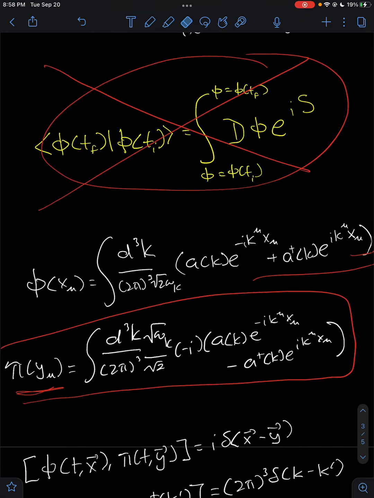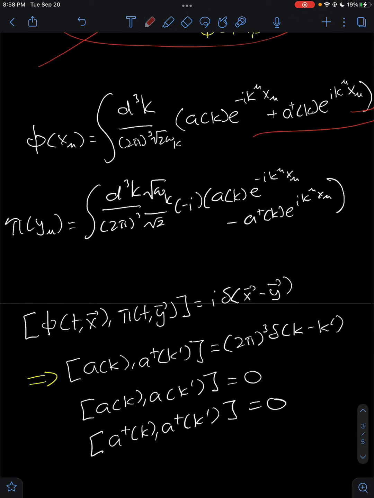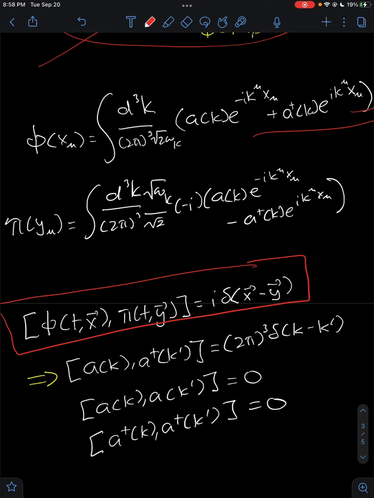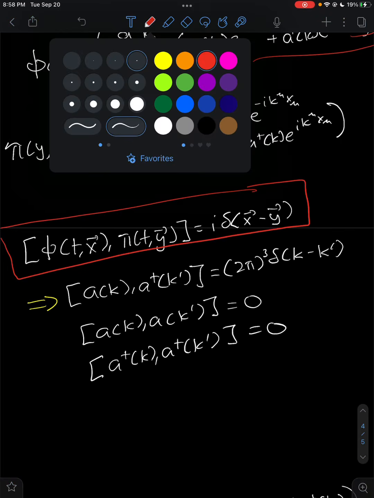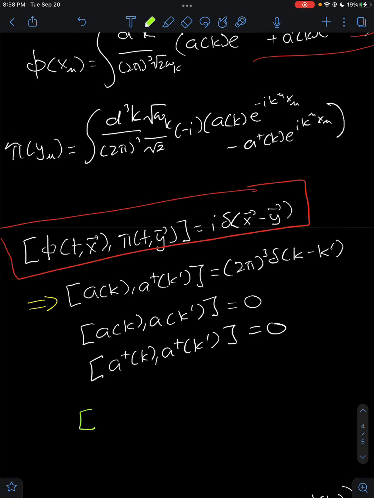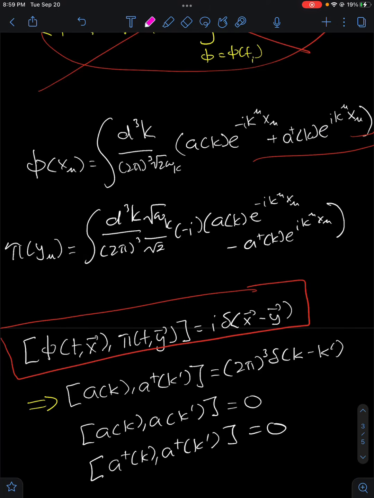And then, again, our postulate in quantum field theory is this commutator over here. Also, I probably should have specified, for those that may not know, the commutator between any two variables a and b is just a times b minus b times a. That's what the commutator means.